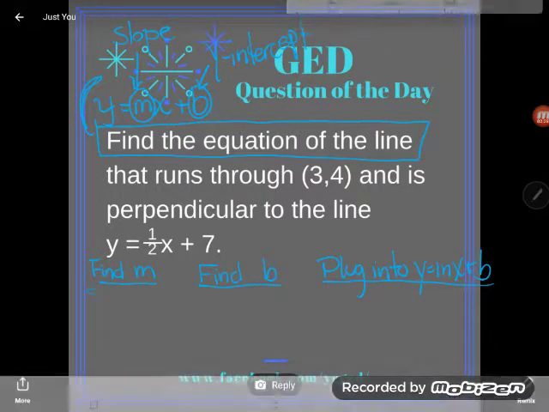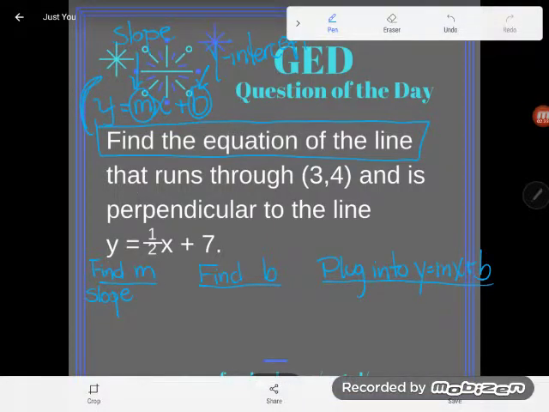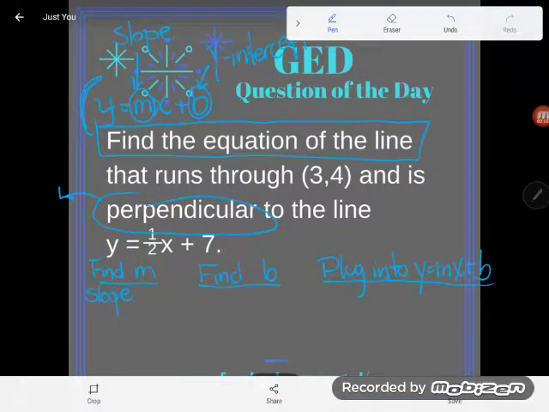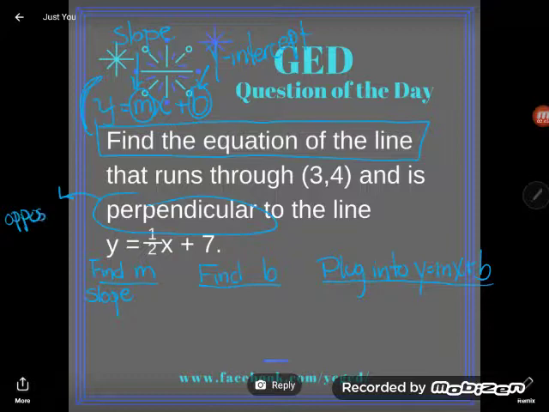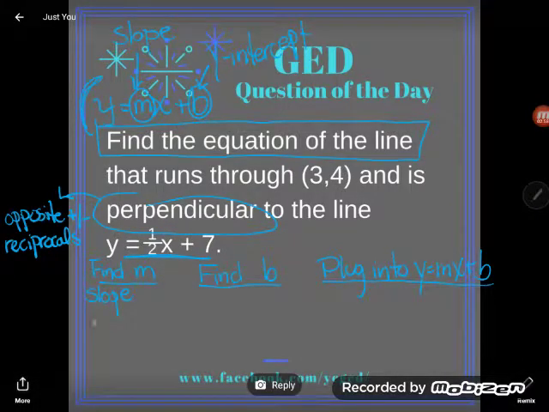Remember that m stands for slope. And remember that I just taught you something about slopes of perpendicular lines. I begged you in the last three GED question of the day videos to memorize that perpendicular lines have slopes that are opposite, meaning you need to change the sign, and reciprocals, meaning that you need to flip the fraction. So I see that my line is perpendicular to this line. This line has a slope, or an m, of 1/2. I can tell because that's the number shoved up against x.